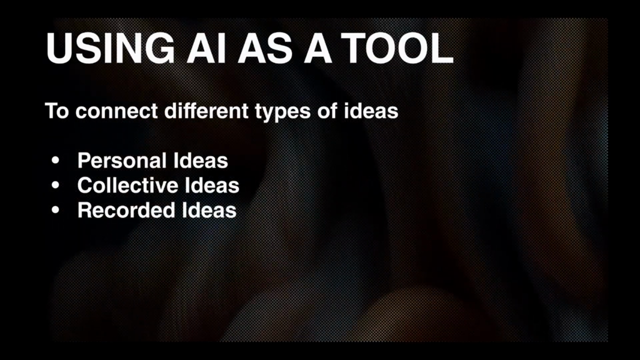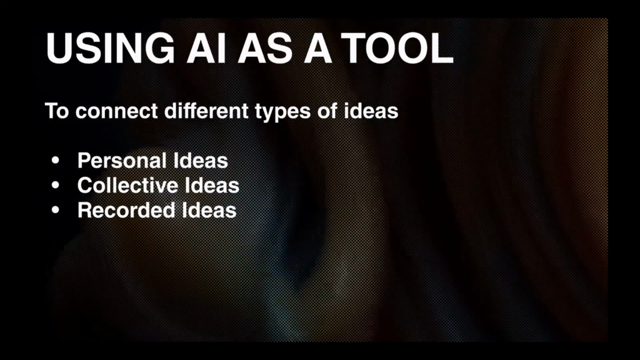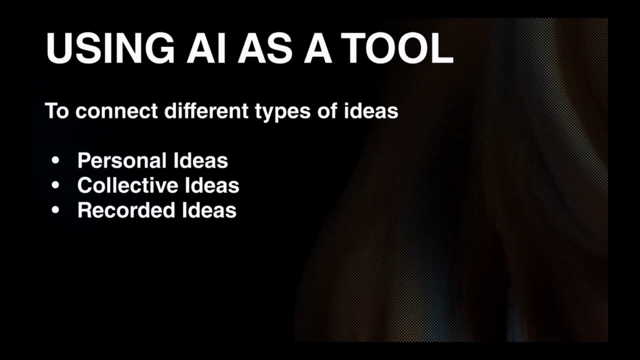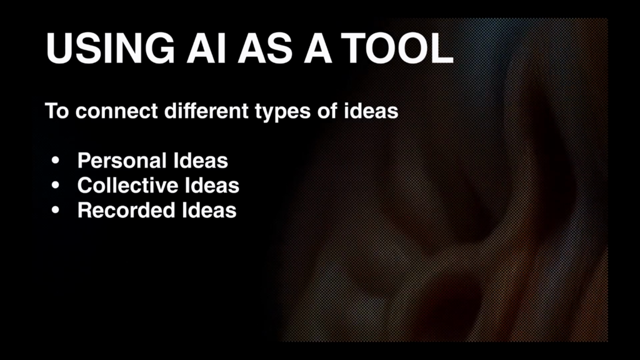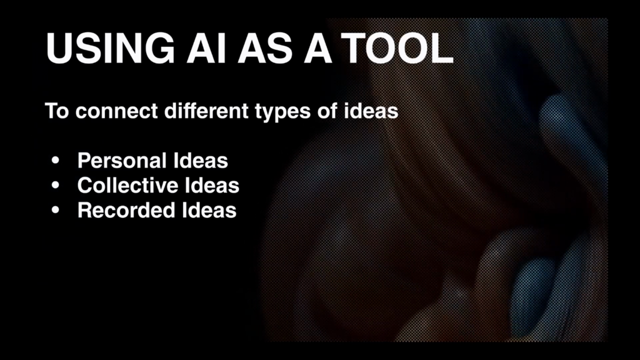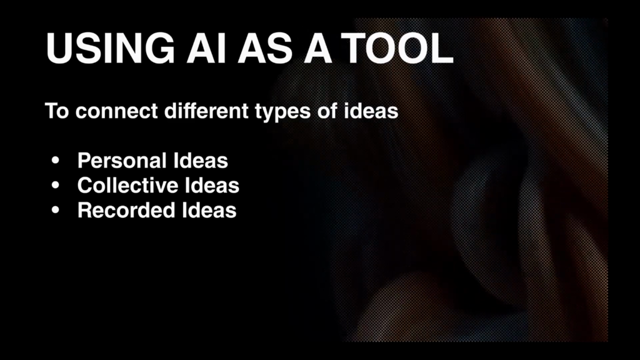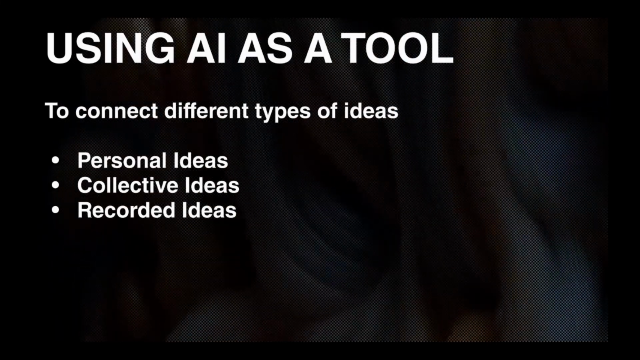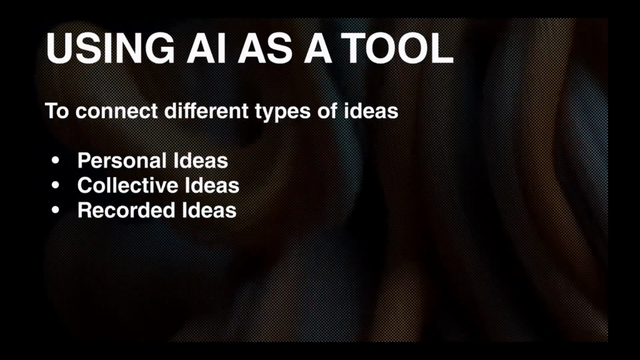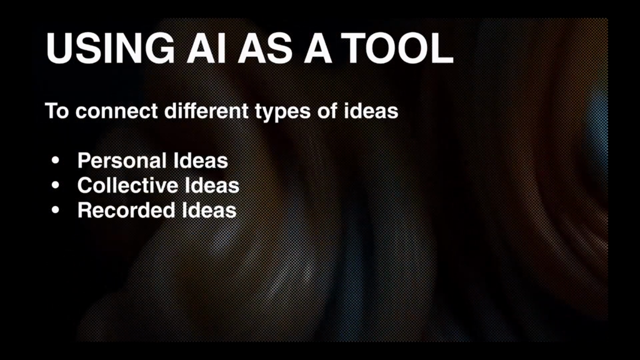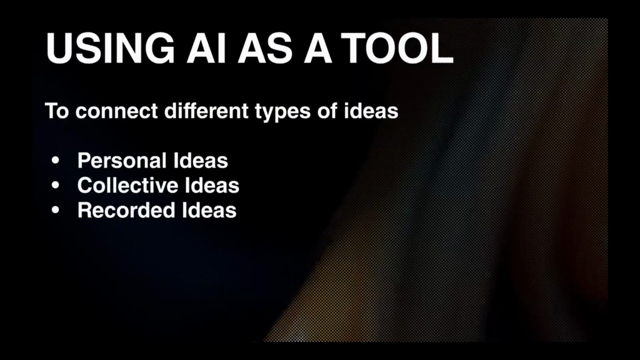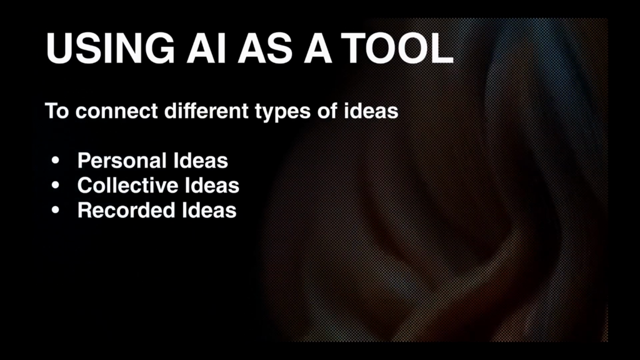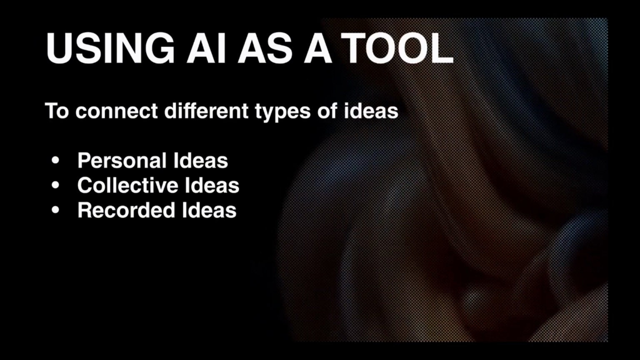Here we can imagine using AI as a tool to connect different types of ideas. There are 3 types of ideas. The personal ideas we've each got in our mind. There is the collective idea, when we put together all those personal ideas. That's the idea we've got in a group. And there are the recorded ideas, all the ideas that are recorded somewhere, in our case, on the internet. So it's all the ideas that the LLM and the AI have access to make their answer.